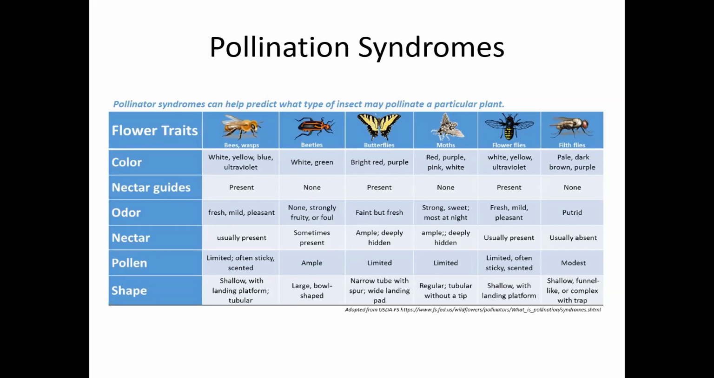Moths are a little bit different from butterflies. Moths tend to be more so night flyers as opposed to day flyers. The flowers are often red or purple or white or pink. There's ample nectar, and they often have a very strong, sweet odor because if they're flying at night, they're going more off of scent than by visual cues in order to find their flowers. And often that odor is stronger at night as well. They often also have tubular flowers and a big landing pad for their pollinator.